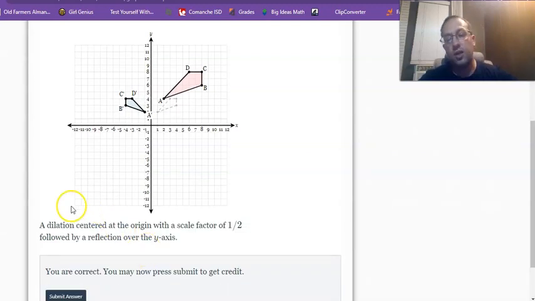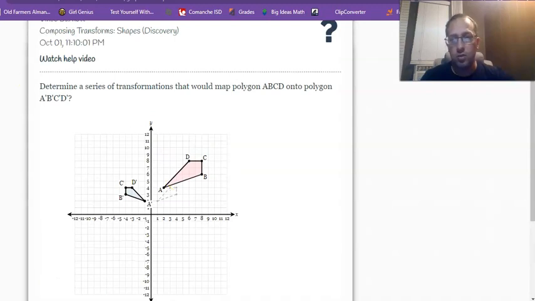So you see, with dilations and reflections, it doesn't matter. You can do them in whichever order, and you get the same result. With the one we did before, with the translation, the order mattered, right? You had to do the translation last. All right, so let's try one more.